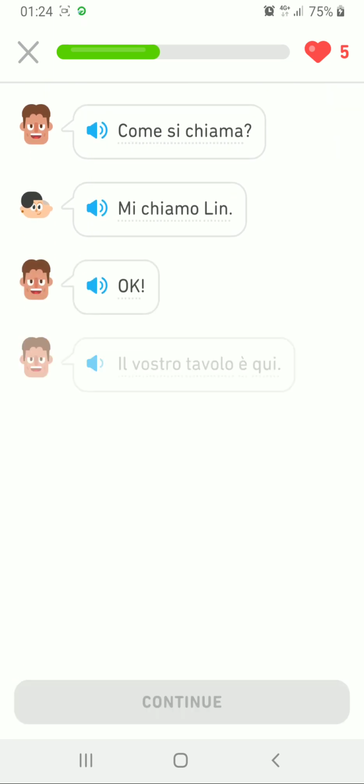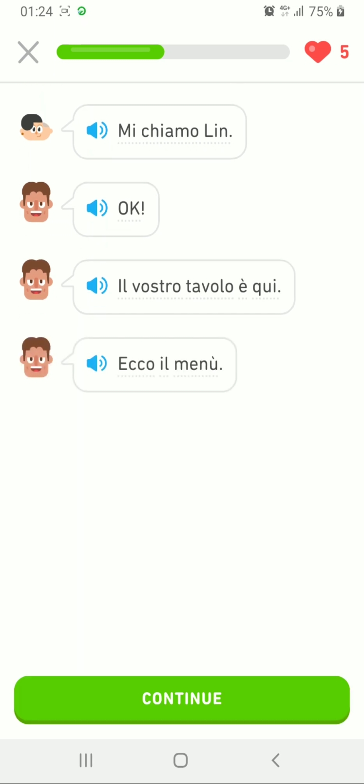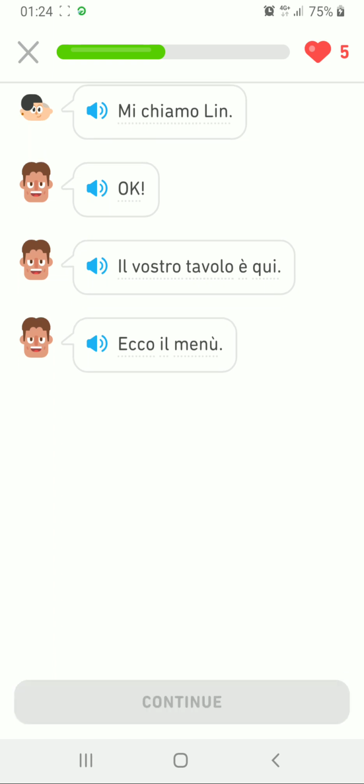Okay, alright. Il vostro tavolo è qui. Tavolo means table. So your table is here. È qui is here. Qui means here. Ecco il menù. And here is the menu. So here is the menu. Ecco il menu.